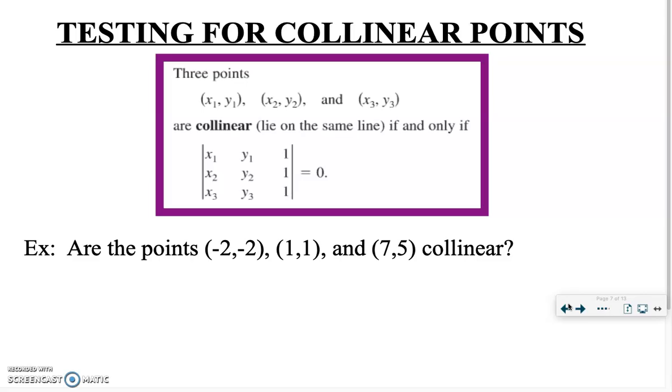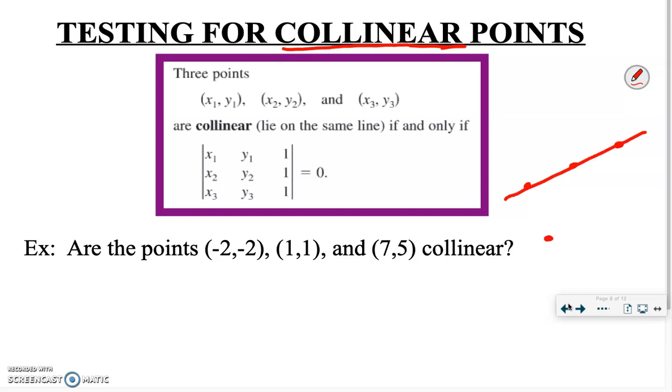All right, next thing that we can do here, again, when testing for collinear points. So just as a reminder, it's been a while since we've heard this term collinear. Collinear is just a fancy way that we'd say that if you have 3 points that are all on the same line, they're said to be collinear.